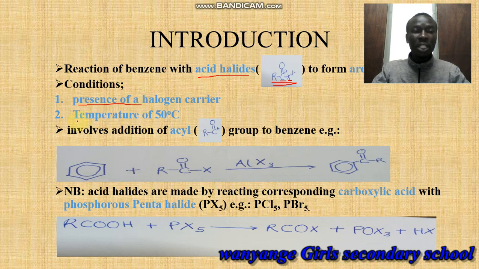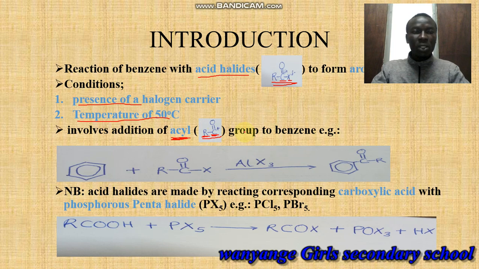Then the other condition is a temperature of 50 degrees Celsius. This is also very important. So when you are performing that reaction, you must have a halogen carrier, and the reaction takes place at a temperature of 50 degrees Celsius. Acylation involves addition of an acyl group. This is the acyl group we are talking about, and it looks like this. It has a hydrocarbon chain of any length, which is R, and a carbonyl group.